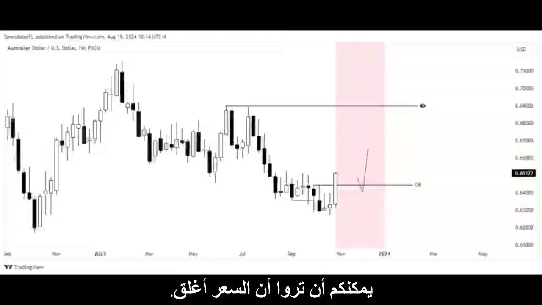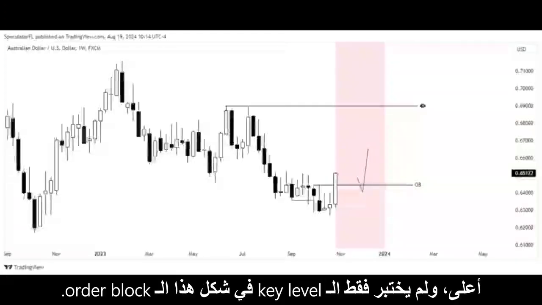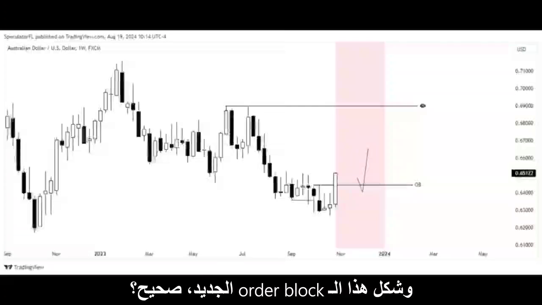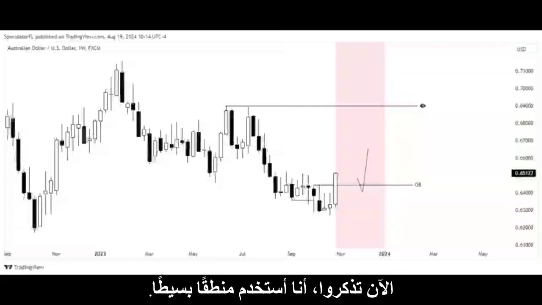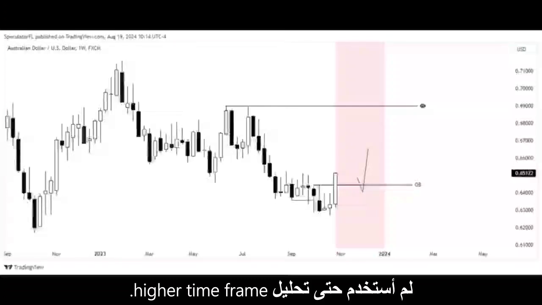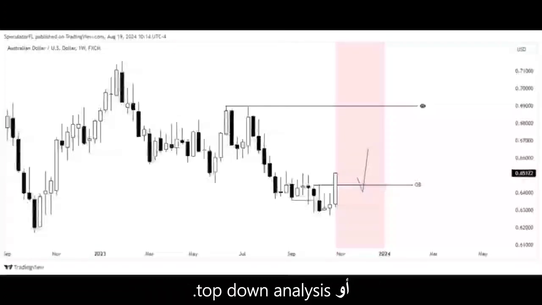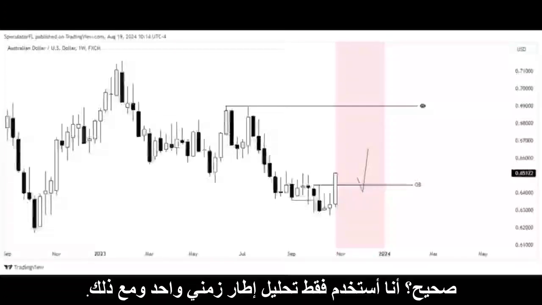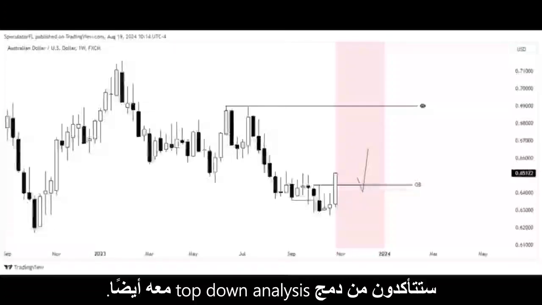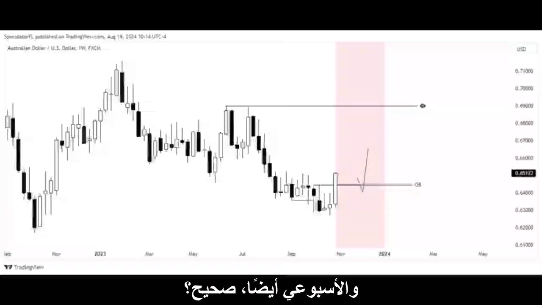You can see price closed above, and not only did it test the key level in the form of this order block, but it also turtle soup swept these lows and formed this new order block. Now remember, I'm just using simple logic here on a single time frame. I haven't even used the higher time frame analysis or the top down analysis. I'm just using a single time frame analysis, and still it has such good accuracy. But remember, when you're using it in your analysis, make sure to integrate the top down analysis with it too, and integrate the monthly and the weekly analysis as well.